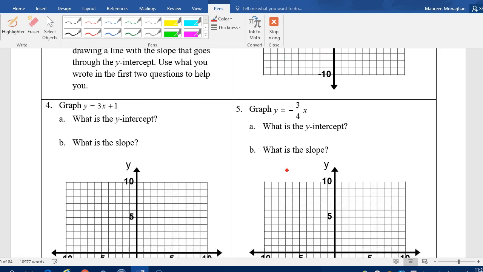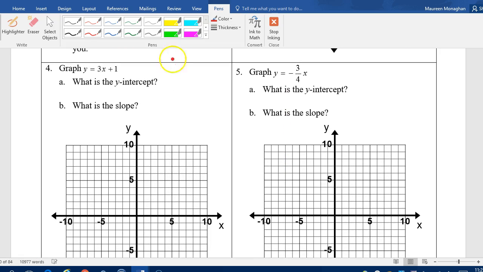Next one. What is the y-intercept? What is the slope? It's beautiful. So I'm going to go right to (0, 1), and the slope is 3/1. Plot the point. Here's (0, 1), up 3 over 1, and again. And if you want to go down 1, 2, 3, you would have to go left 1, 2, 3, and then connect your points.